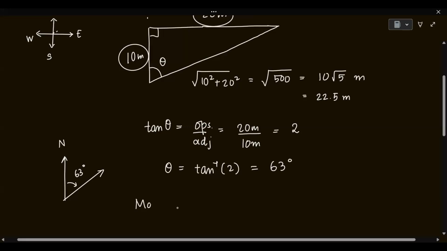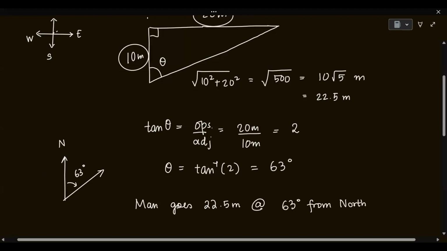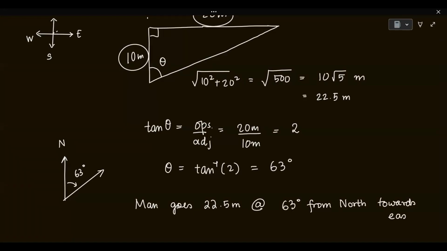I'll say the man goes 22.5 meters at 63 degrees from north. Now 63 degrees from north could be either this way or this way. Yes or no, guys? It could also be 63 degrees like this, right? So you'll have to specify it is 63 degrees from north towards east. This is the general convention used to write the direction of a body. 63 degrees from north towards east.